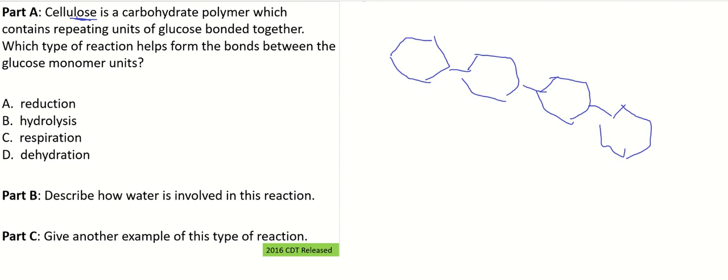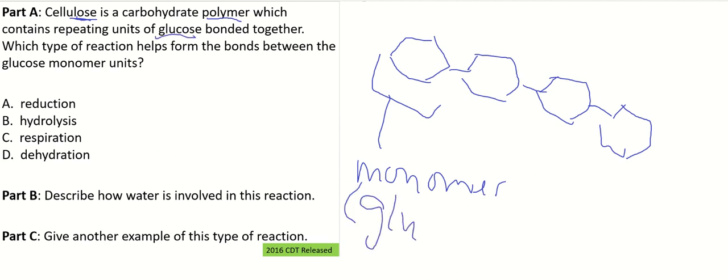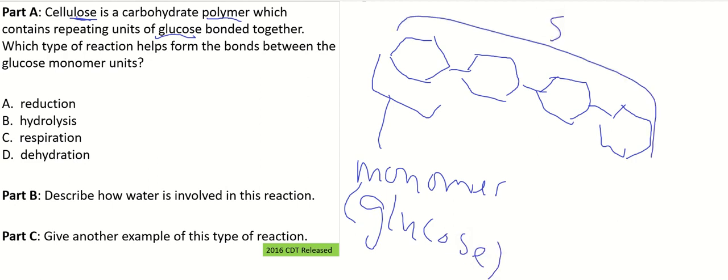All right, it's a polymer. That means it's made up of many, many monomers. One of those would be a monomer, which contains repeating units of monomers. Glucose is the monomer, so that is glucose. This whole thing is starch. Just part of it. It's actually hundreds and hundreds of units long.